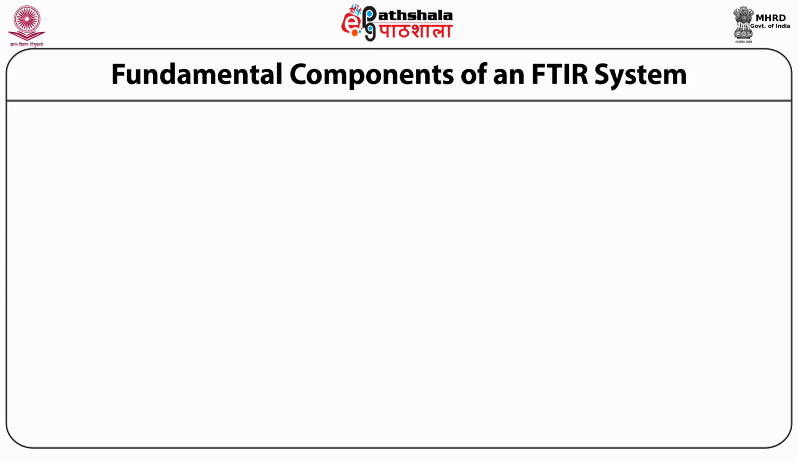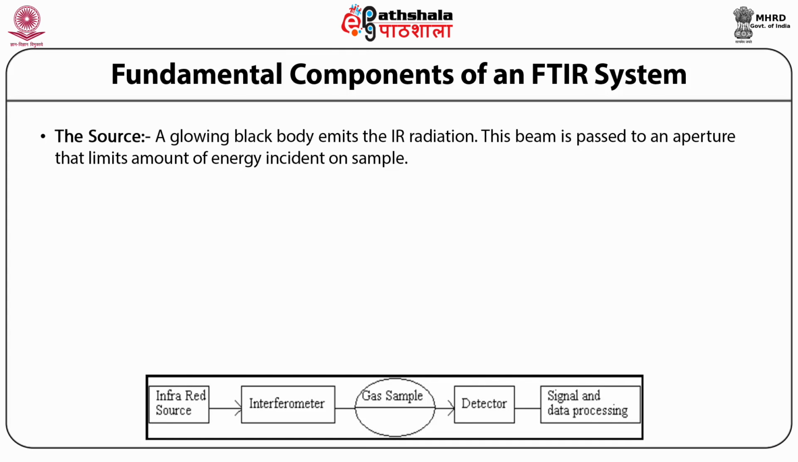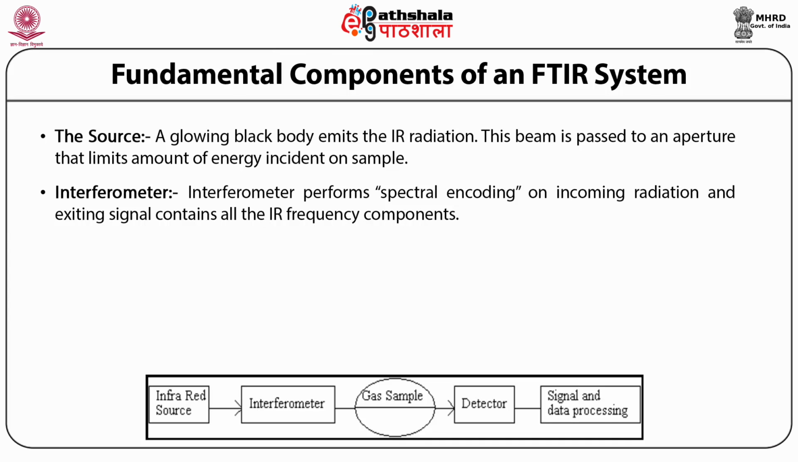Students, now let us see the fundamental components of an FTIR system. First, the source. A glowing black body emits the IR radiation. This beam is passed to an aperture that limits the amount of energy incident on the sample. Second is the interferometer. The interferometer performs spectral encoding on incoming radiation, and the exiting signal contains all the IR frequency components.